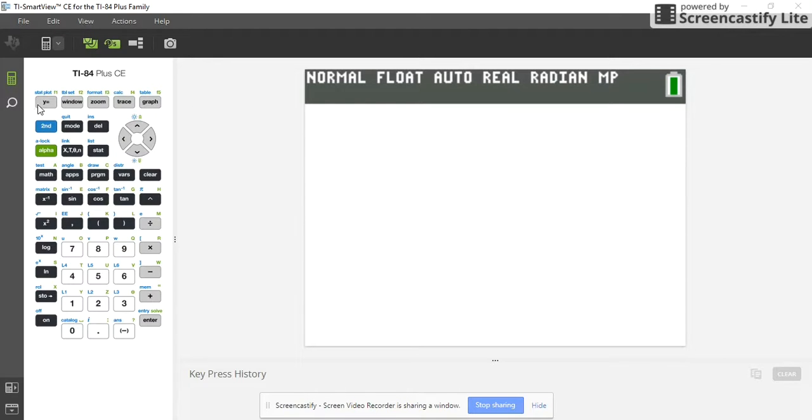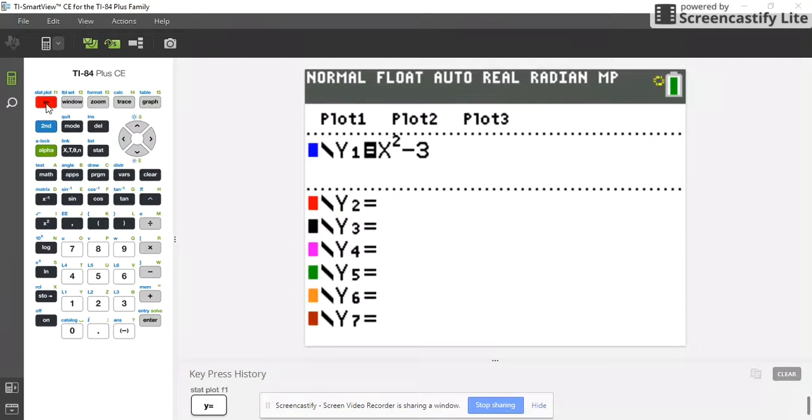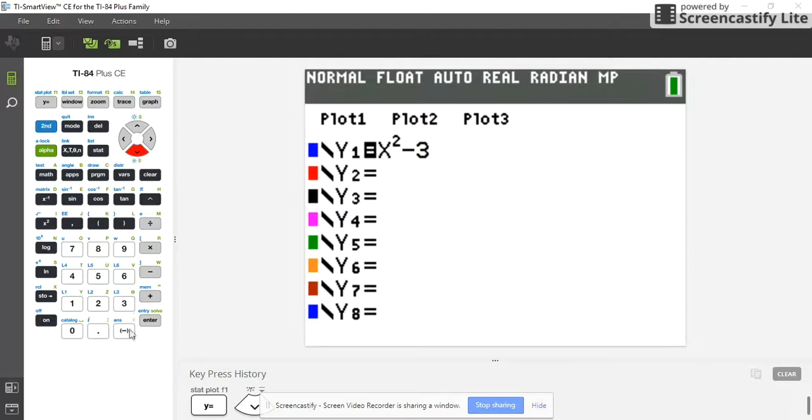Let's get two functions for starters. So y equals, I've already got my x squared minus 3. And I'm going to put in a second function, just the function y equals negative 1. All right, so let me put in those two values right there. And let's take a look at the graph.